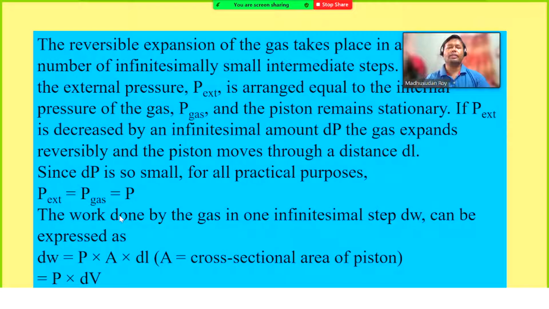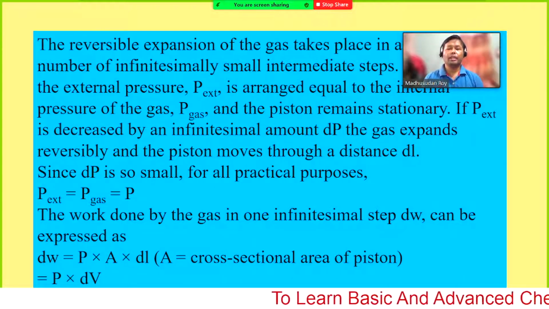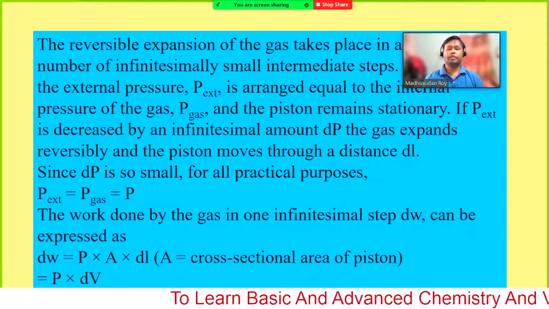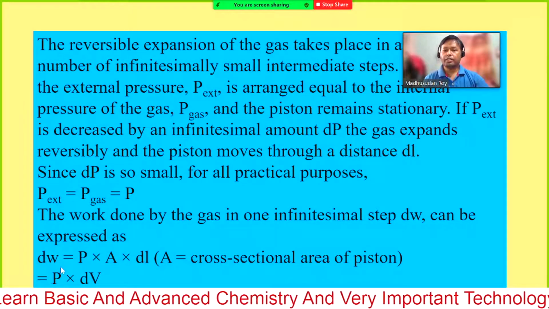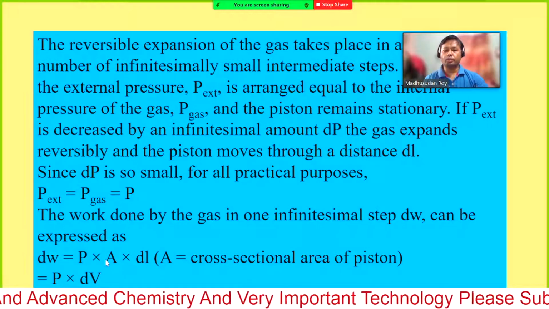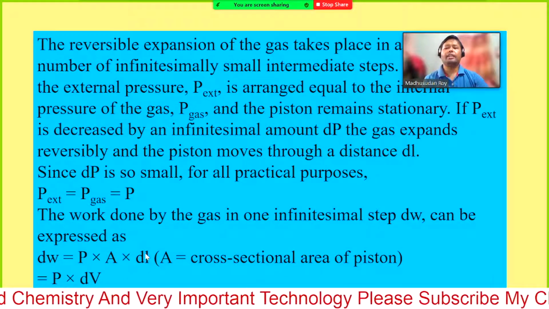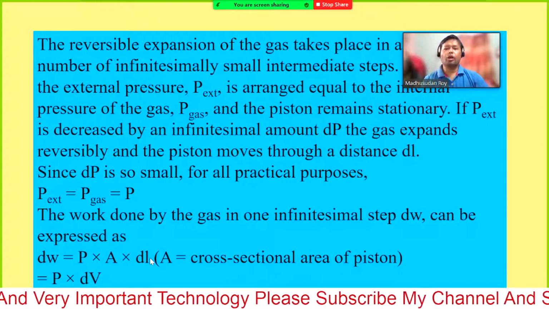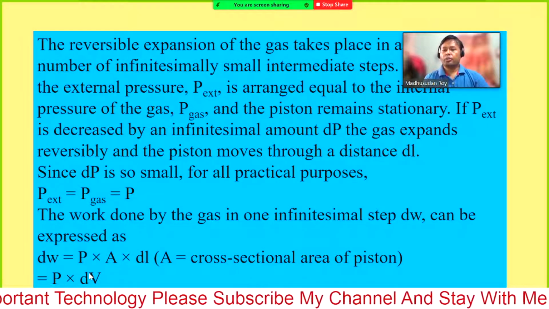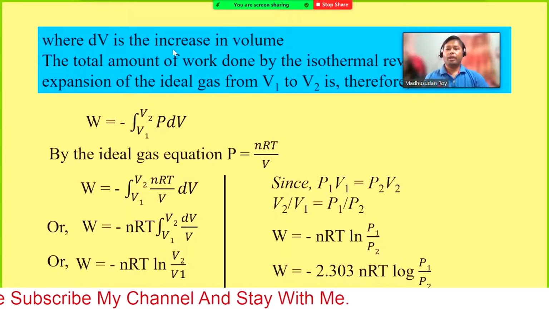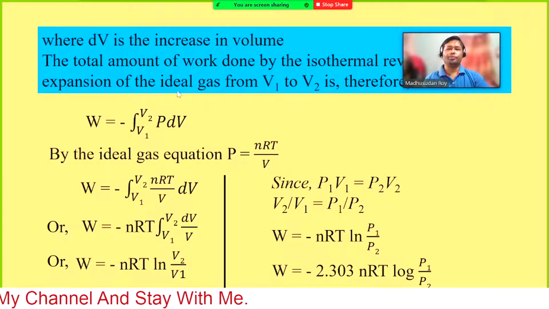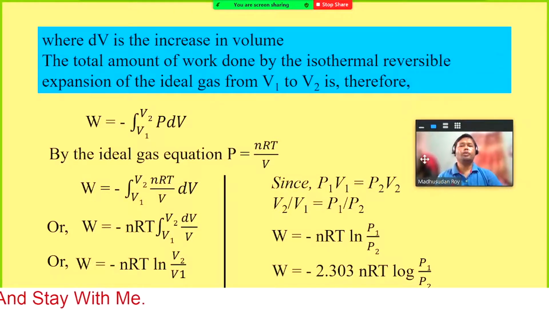I have shown you that for a system in a cylindrical system, the work done on a system is pressure into volume. So pressure, and this is the cross sectional area and this is the distance or displacement, and so overall P into delta V. Okay, then dV is the increase in the volume, so the total amount of work.